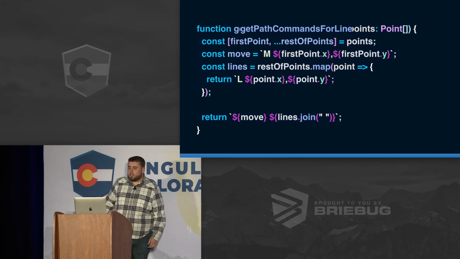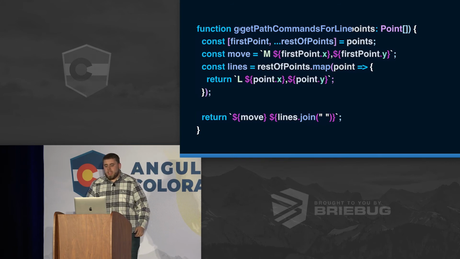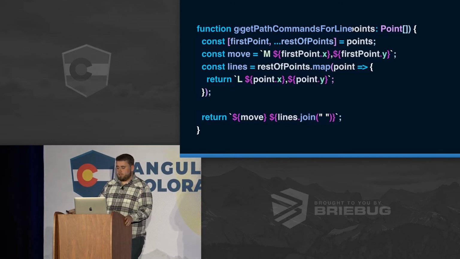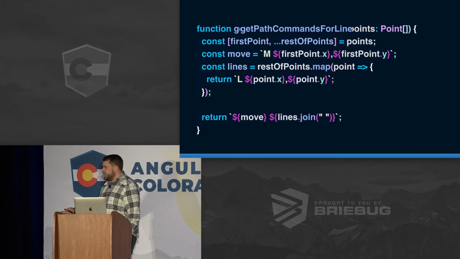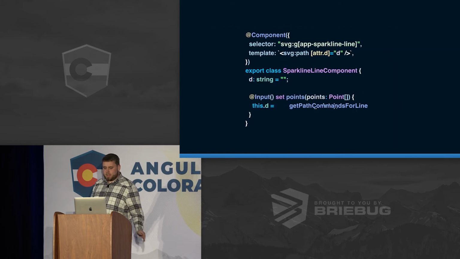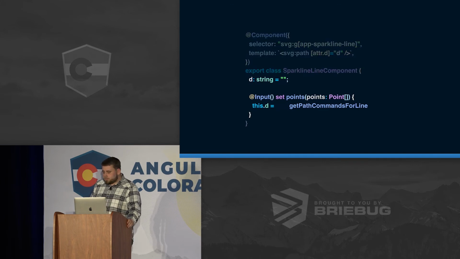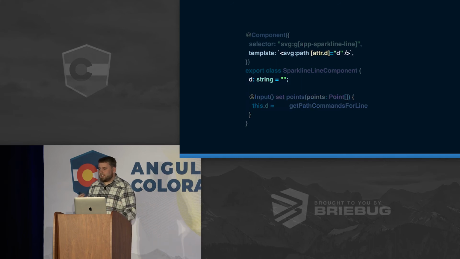So let's try it out. Let's write an Angular component. Again, this is an SVG component, and it's going to have really straightforward functionality. I'm going to have an input called points. It's going to take a list of points. This is the data we're trying to draw. And it's going to say, hey, give me the path command to draw a line through these points. It's going to store it off on a property, and then I'm going to bind that property to the d attribute on a path element. That's all I have to do to now draw a line.